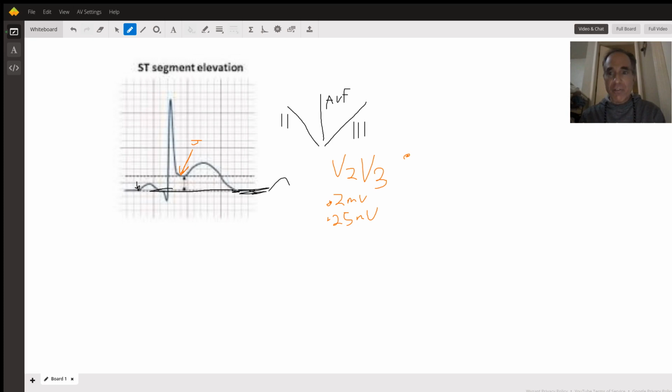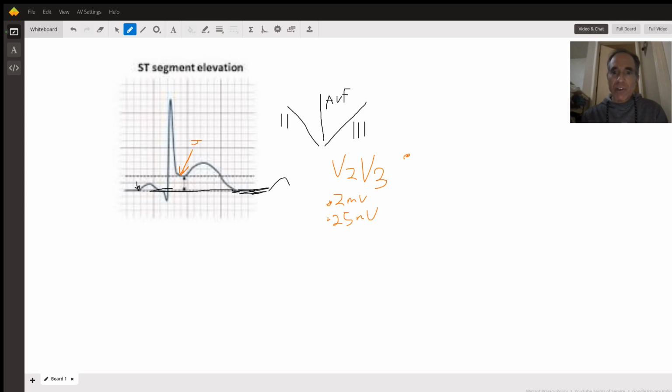Also, sometimes you won't even have ST elevation, but you can say that it's STEMI. For example, if you have bundle branch block, then it's really hard to see or to define ST elevation. So that also counts.